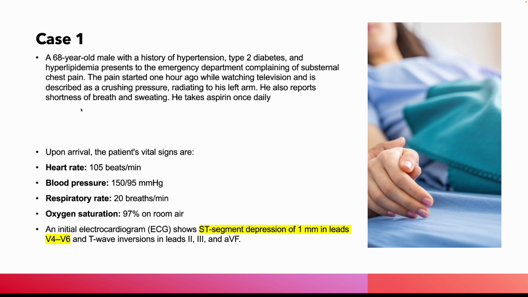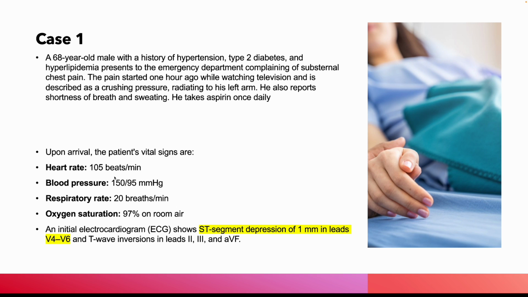Now this is a case, and it's a 68-year-old male with a history of hypertension, type 2 diabetes, and hyperlipidemia, presenting to the emergency department complaining of substernal chest pain. So there are risk factors for acute coronary syndrome, and the pain started 1 hour ago while watching television. The pain nature is crushing pressure and also radiating to the left arm. So this goes a lot with acute coronary syndrome. And he reports shortness of breath and sweating, and he takes aspirin once daily.